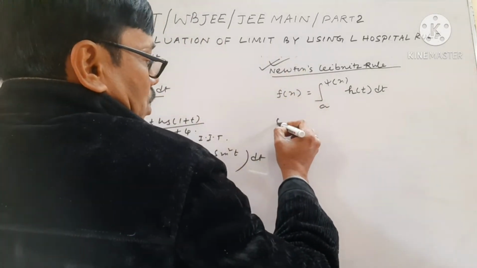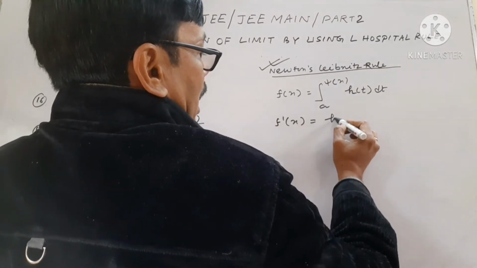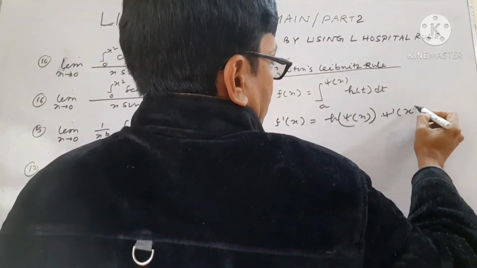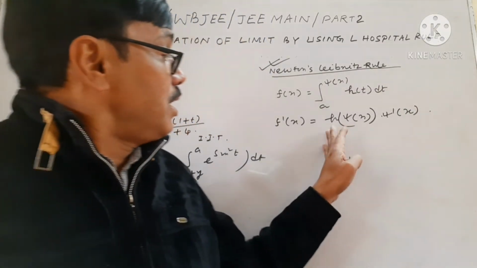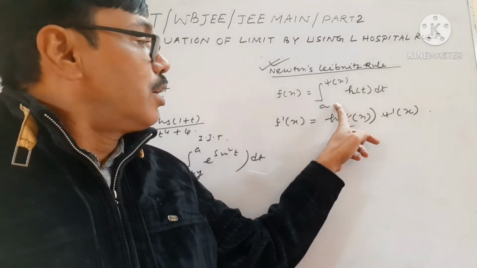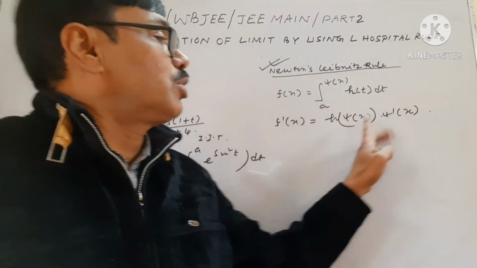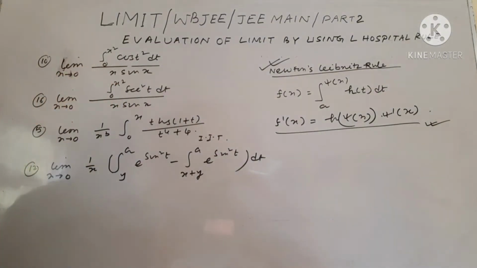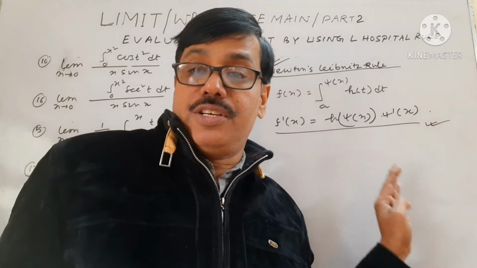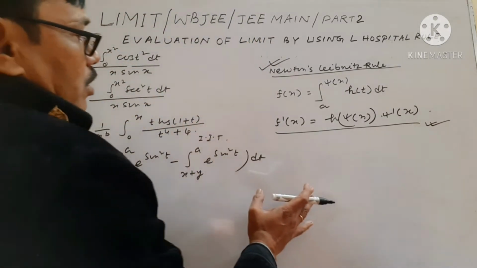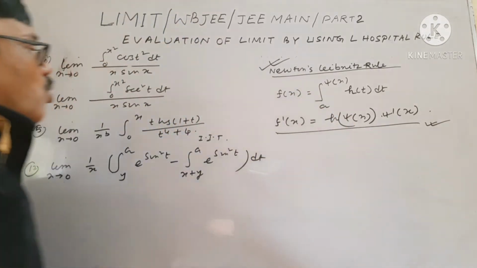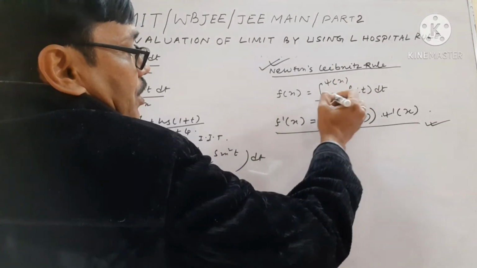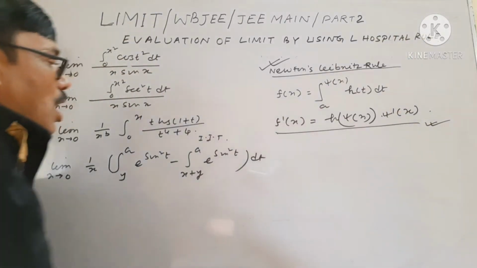If we differentiate it, we get f dash x equals h of psi(x), where t is replaced by psi(x), times the derivative of the upper limit, psi dash x, minus t replaced by the lower limit times the derivative of the lower limit. If the lower limit is constant, its derivative is 0. So this is Leibniz rule. We need a simple application here where the denominator is constant. So what is the rule? If we differentiate, t is replaced by the upper limit, then the derivative of the upper limit.